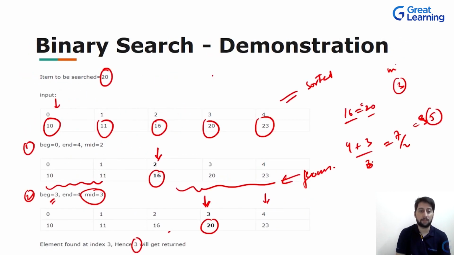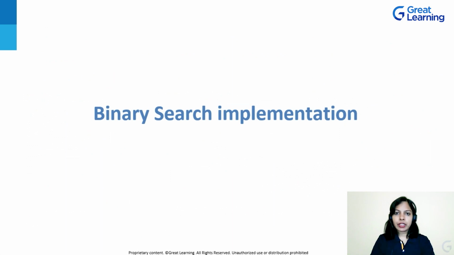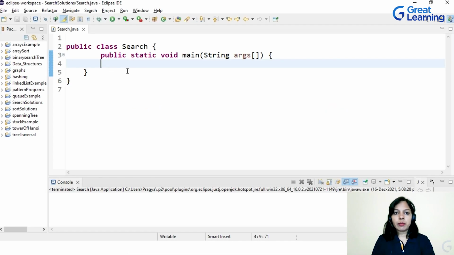So this is how binary search works. Now let's see the implementation of binary search algorithm in Java programming. So I'll directly go to the Eclipse IDE and we'll type the code there. I'm already here on Eclipse IDE and I've created a file which has a class named search, and then the public static void main method is also created.